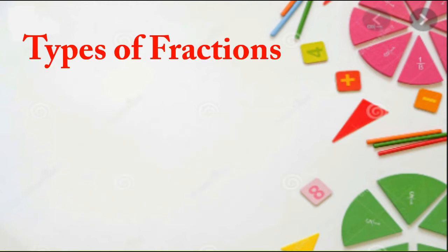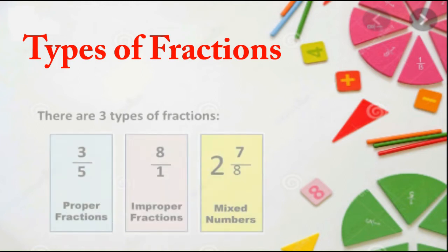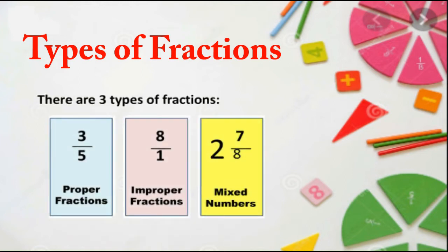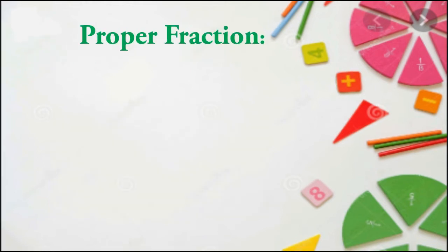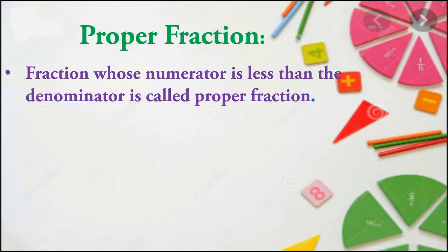Now we are going to discuss types of fractions. There are 3 types of fraction: proper fraction, improper fractions, and mixed numbers or mixed fractions. Now we are going to discuss them in detail. Proper fraction. What are proper fractions? A fraction whose numerator is less than the denominator is called a proper fraction.